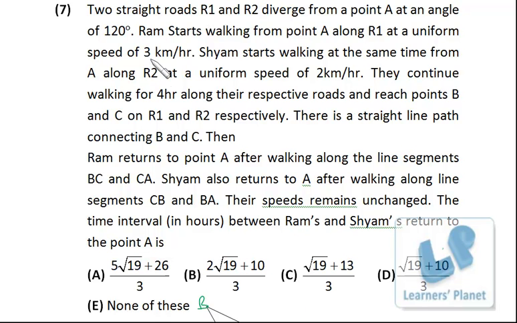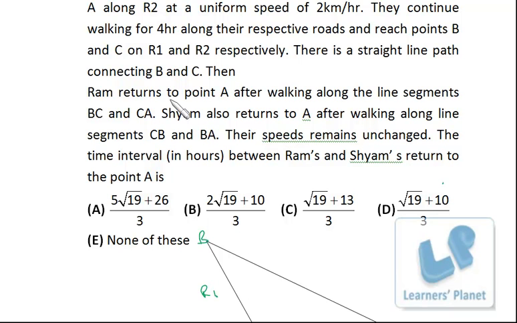Now this question. Two straight roads R1 and R2 diverge from a point A at an angle of 120 degrees. Ram starts walking from point A along R1 at a uniform speed of 3 km per hour. Shyam starts walking at the same time from A along R2 at a uniform speed of 2 km per hour. They continue walking for 4 hours along their respective roads and reach points B and C on R1 and R2 respectively. There is a straight line path connecting B and C.